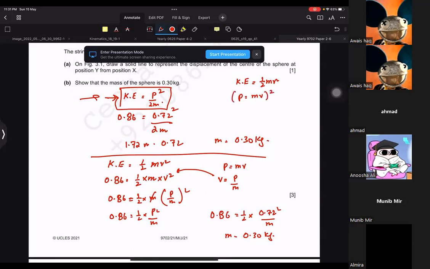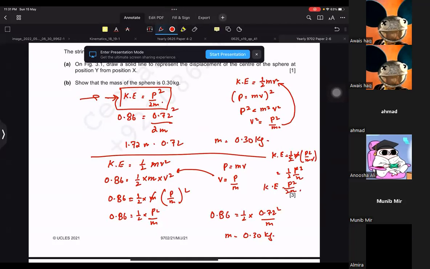The derivation is also included. So you square it: p squared equals m squared v squared. Then v squared equals p squared over m squared. You replace this with v right here. Kinetic energy will be equal to half times m times p squared over m squared. The m squared and m cancel, giving p squared over m. So kinetic energy is equal to p squared over 2m. This derivation is included.